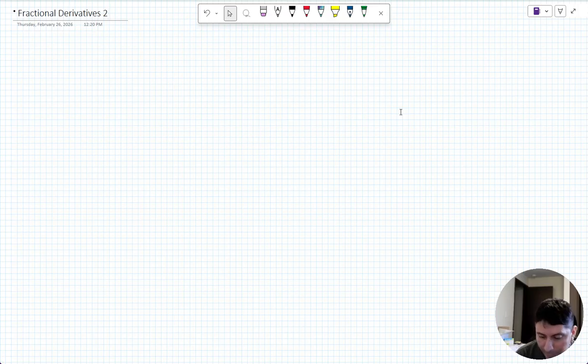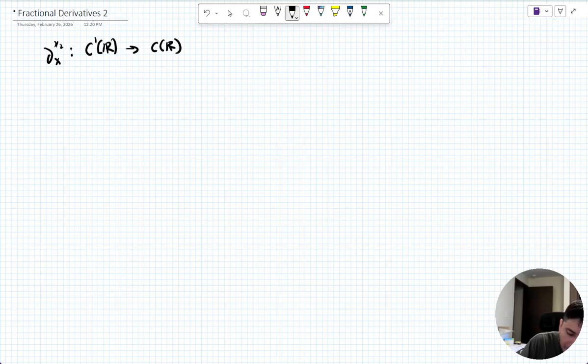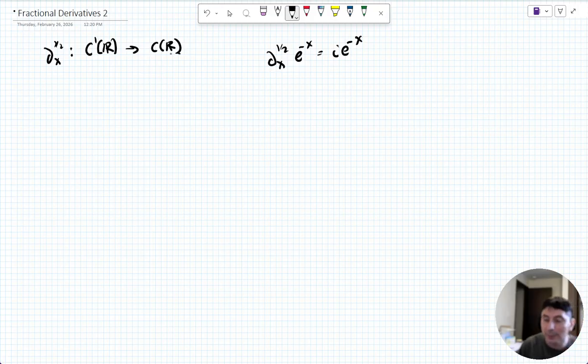So the previous definition attempted to define the fractional derivative operator as taking the differentiable functions on the real line onto the functions on the real line, right? However, it's a rather complicated definition, and for example, the fractional derivative of a real function turns out to be complex. So it doesn't belong to the range anymore.